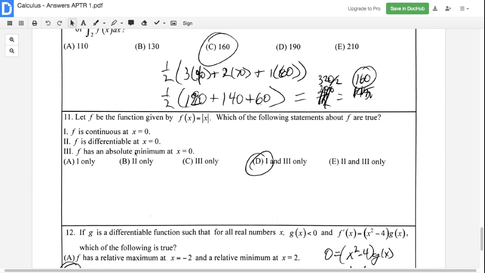F has an absolute minimum at x equals 0. Again, we're talking about a V. The vertex is the lowest point. Therefore, it is a minimum. So we like 1 and we like 3. So that's why we like the answer D.